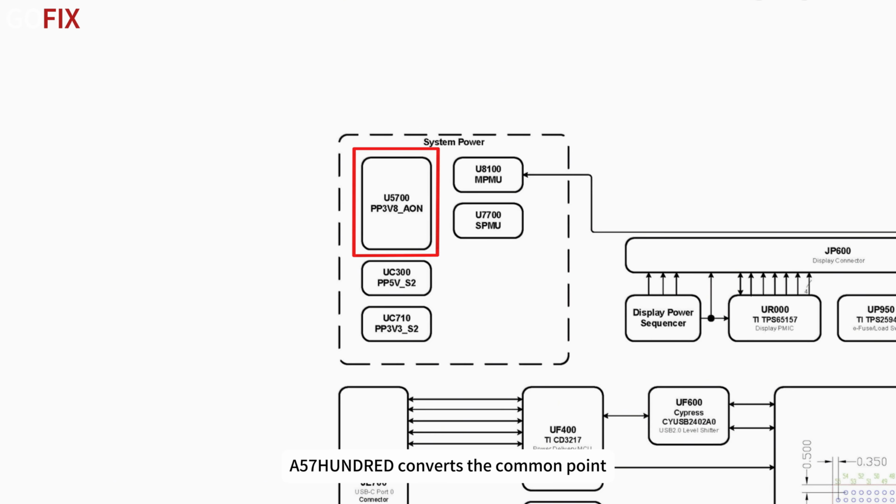U5700 converts the common point voltage into the 3.8 volt main supply. This is an important power conversion chip. The current of PP3V80N is up to 30 amps, mainly powering the power management chips. The 5 volt conversion is handled by the UC300 chip. The 5 volt power provided to peripherals via the USB port also comes from here.